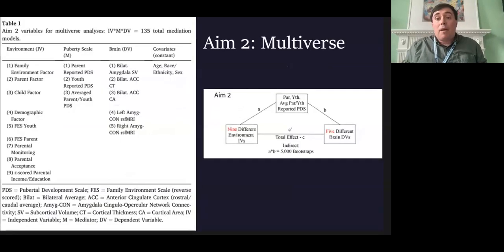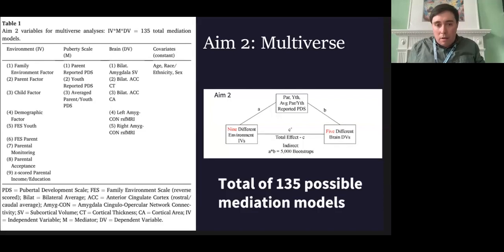The second aim was about the multiverse. On the left, you can see the list of all the variables we explored. You can see there's 9 for environment, 3 for puberty, and 5 for dependent variables. 9 times 3 times 5, quick maths, anyone? 135 possible models. And on the right, you can see the model that we explored is the same as aim 1. It's a mediation model. It's just instead of having 1 environmental independent variable, there are 9. Instead of 1 puberty factor, there are 3. And so we tested every possible combination of these 17 different variables.